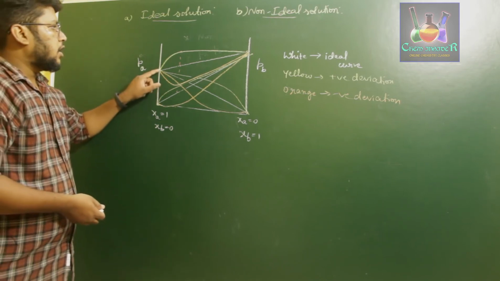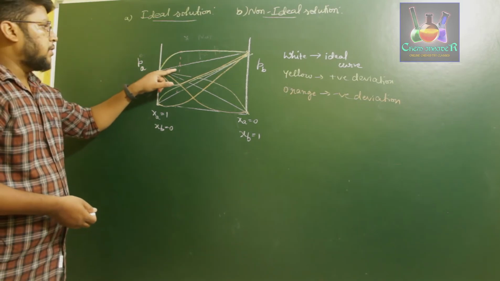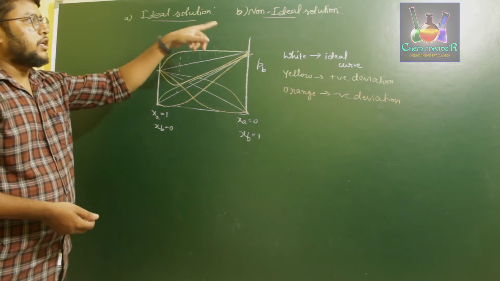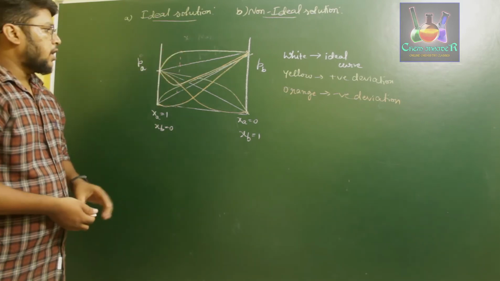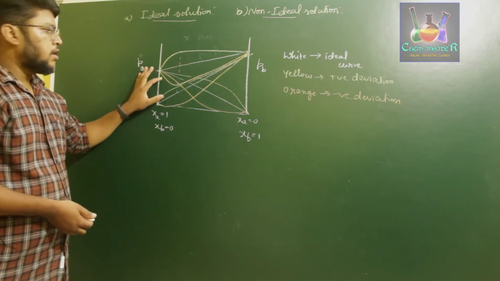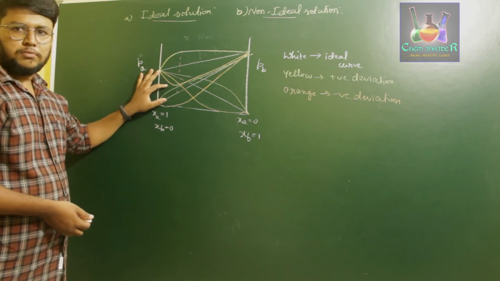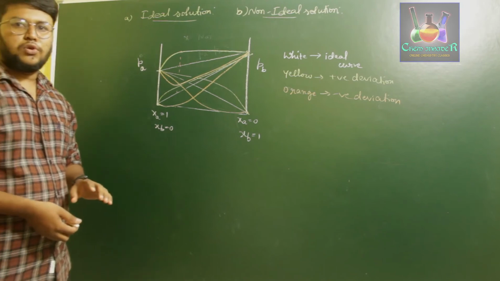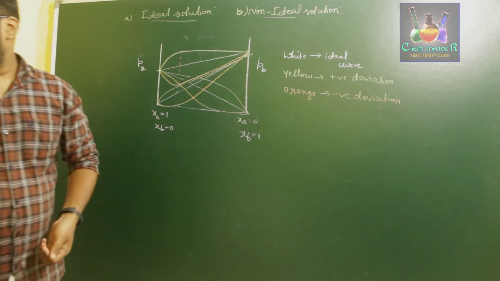If the curve has a higher value when compared to the ideal curve, then this type of solution is called a non-ideal solution with positive deviation. And if you observe curves with a lesser value when compared to the ideal curves, then those are called non-ideal solutions with negative deviation.